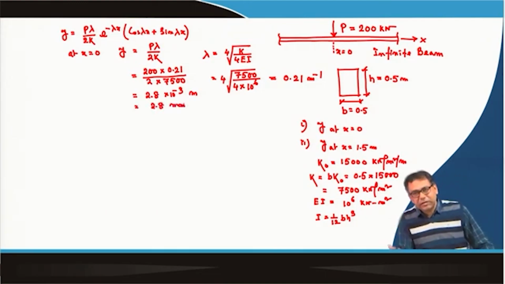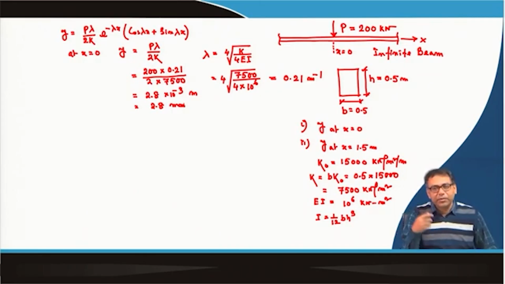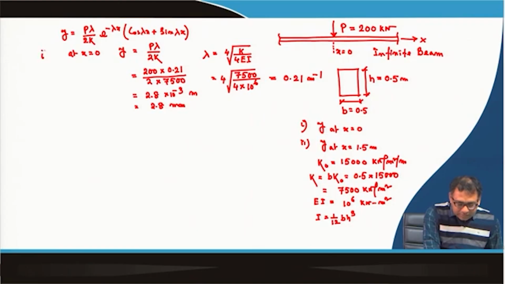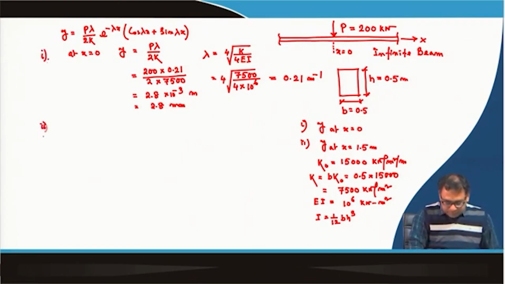This can be positive also, negative also, depending upon where you are calculating the value. Definitely at x equal to 0, settlement will be positive. Positive means the downward settlement. And this sign will automatically come based on your x value. So, now the next problem, we will get y at x equal to 1.5 meter.